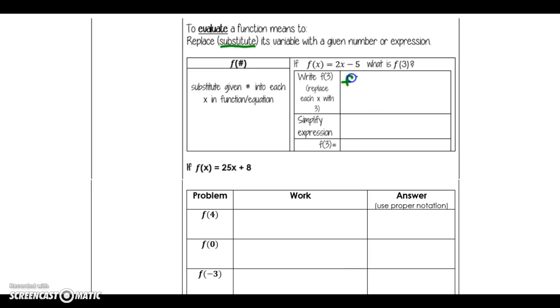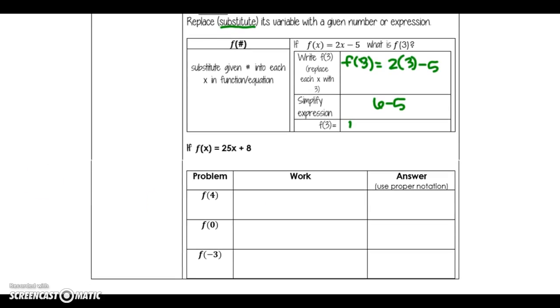So we have f of 3 equaling 2 times 3 minus 5. To simplify the expression, we're just simplifying this right-hand side here, because we already have our f of 3 equaling whatever it is that we simplify. So simplifying 2 times 3, well, that's 6. Then we have 6 minus 5, and that's 1. So f of 3 equals 1. It's basically just plugging in and simplifying. It's a weird way to see it, but that's all that it is.